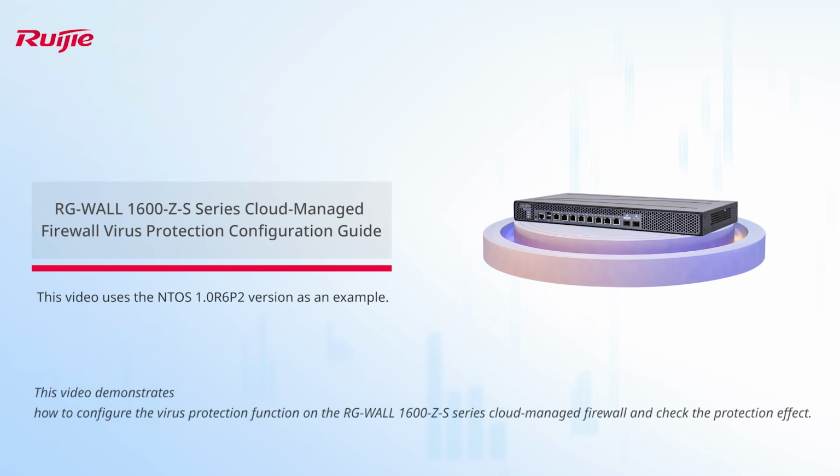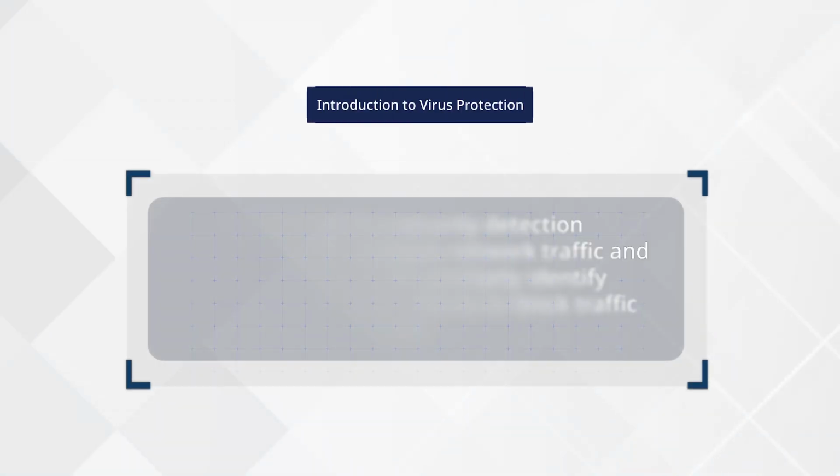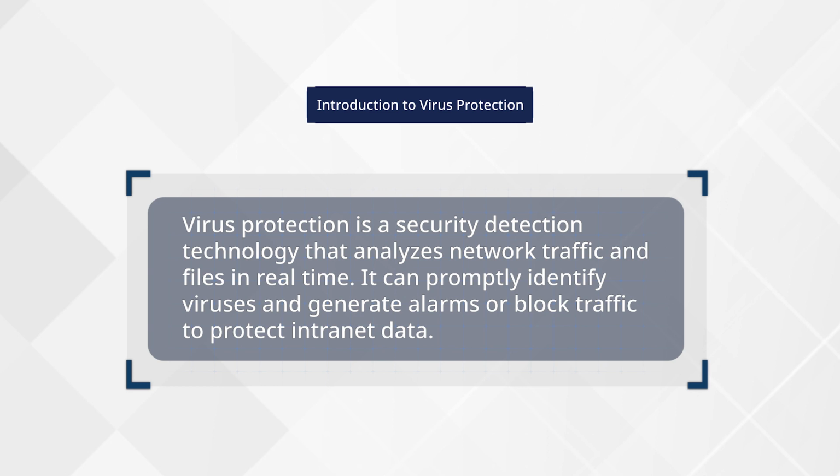This video demonstrates how to configure the virus protection function on the Firewall 1600Z S-Series cloud-managed firewall and check the protection effect. Virus protection is a security detection technology that analyzes network traffic and files in real time. It can promptly identify viruses and generate alarms or block traffic to protect intranet data.